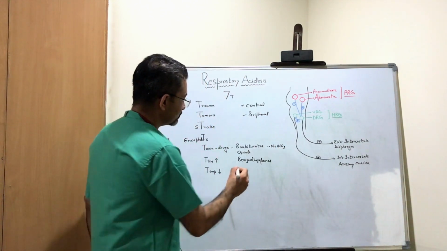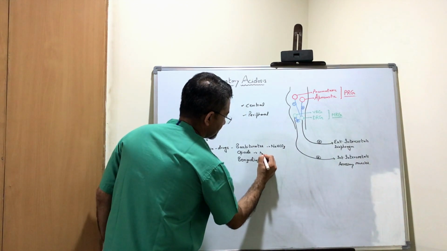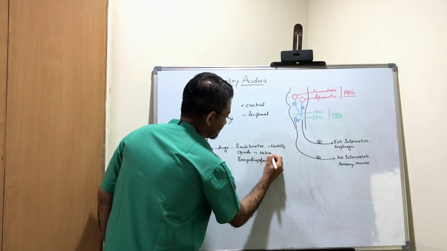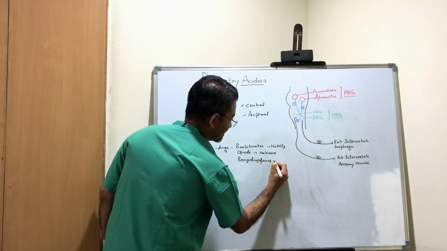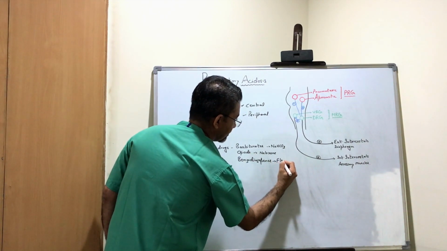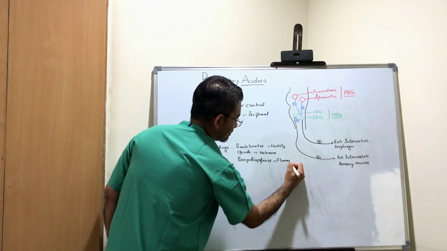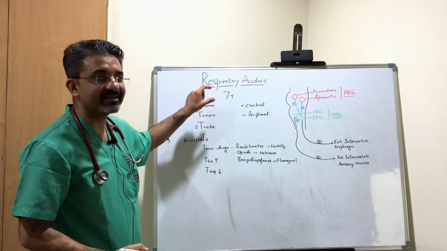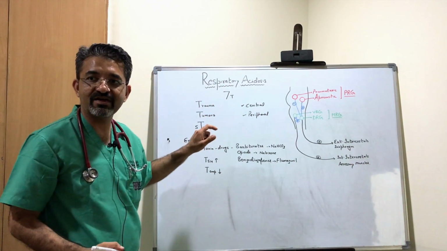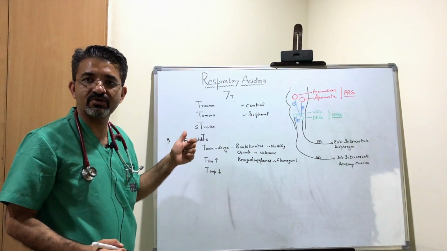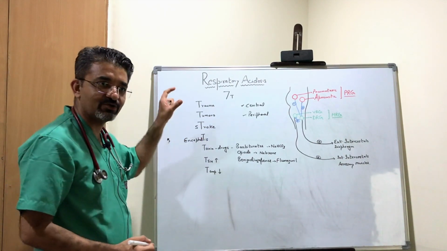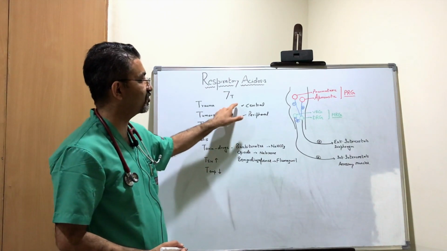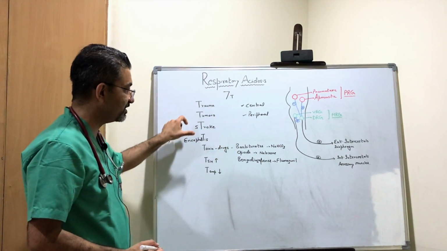For opioids you use naloxone. For benzodiazepine you use flumazenil. So we are not treating respiratory acidosis, mind you, we are treating the cause. So if you have respiratory acidosis, you try to find whether the acidosis is central or peripheral. If you have a central component, you treat it.